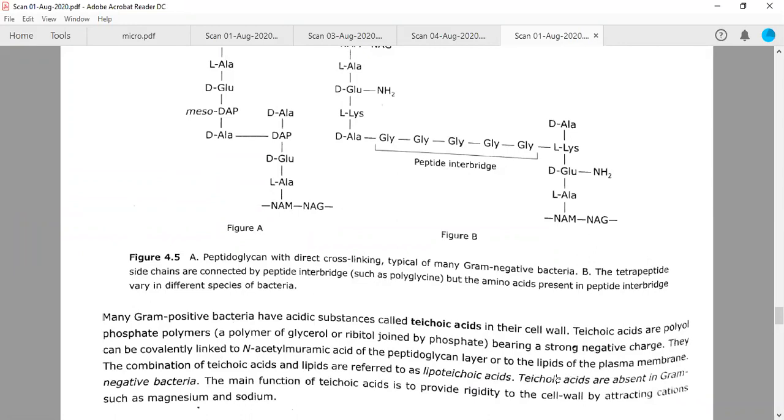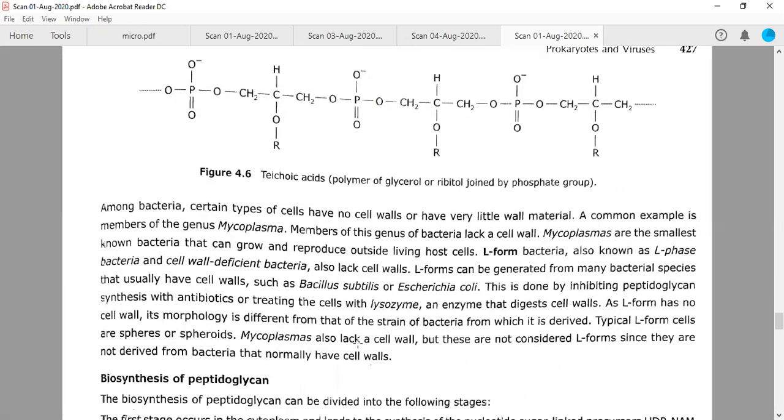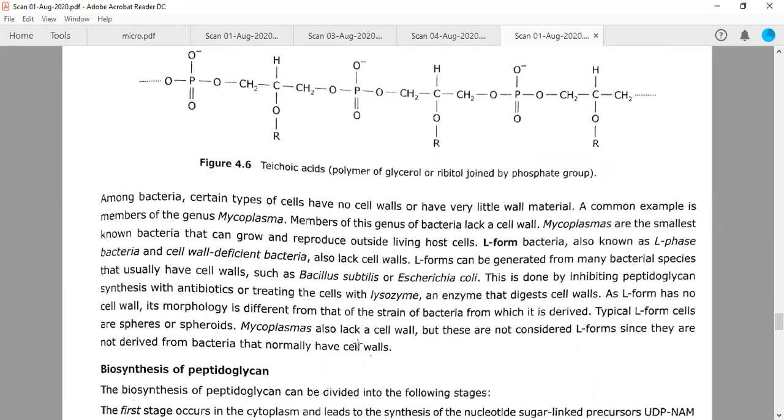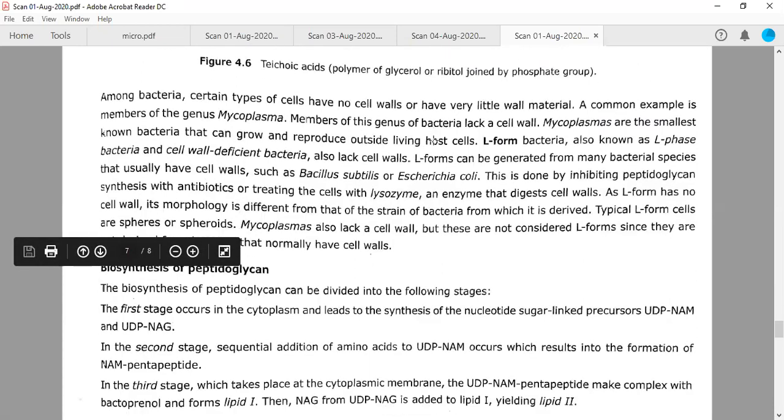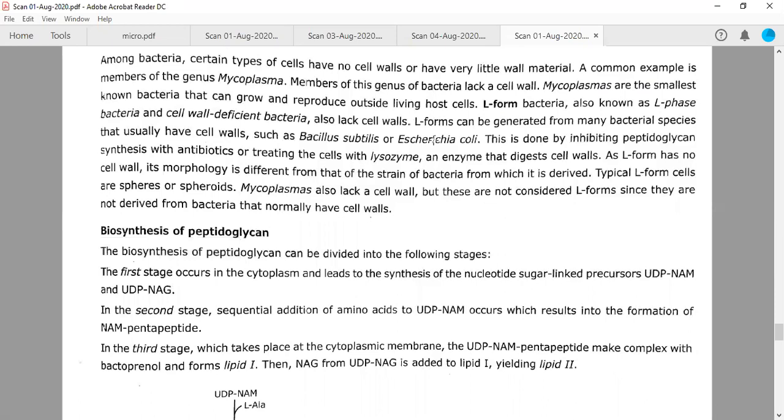We told this: teichoic acids are absent from gram-negative bacteria. They do not have teichoic acid. The main function of teichoic acid is to provide rigidity to the cell wall by attracting cations, or positively charged ions, like magnesium and sodium. So this we have discussed. Again, the same structure which I showed you. Actually, we have seen the colored version, so we can skip this.